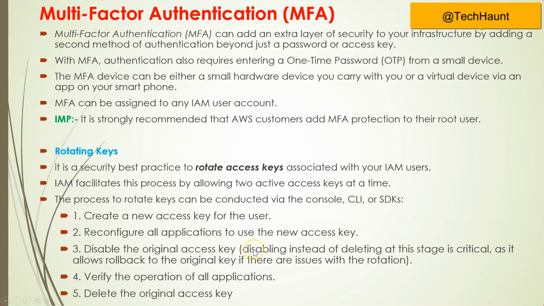Okay, so why are we disabling it first and using the new key in the applications? Because if something goes wrong with your new key, then you are going to lose access for that particular application. So it's always best practice to first disable it, test your new access key with all your applications, and if everything is fine and as expected, then you can delete the old one.